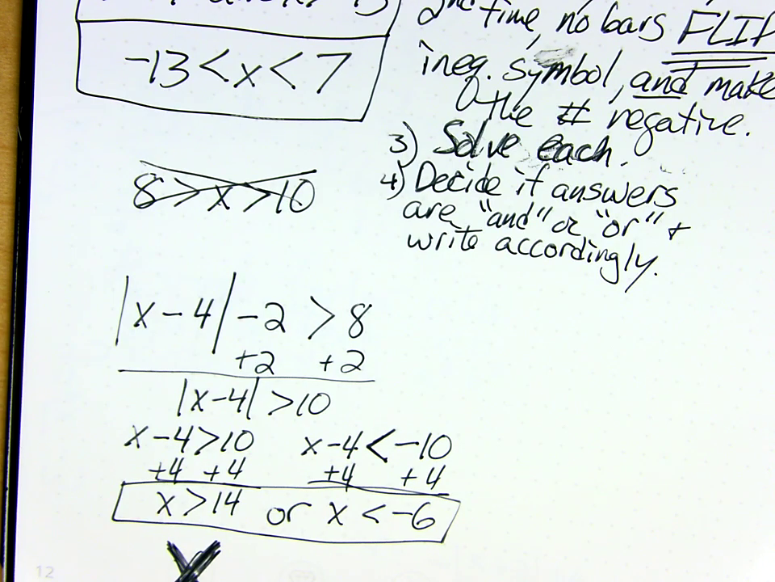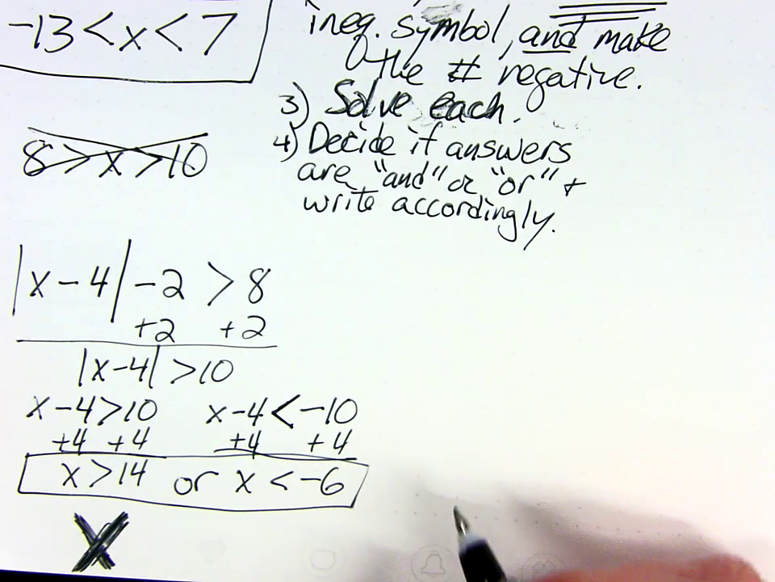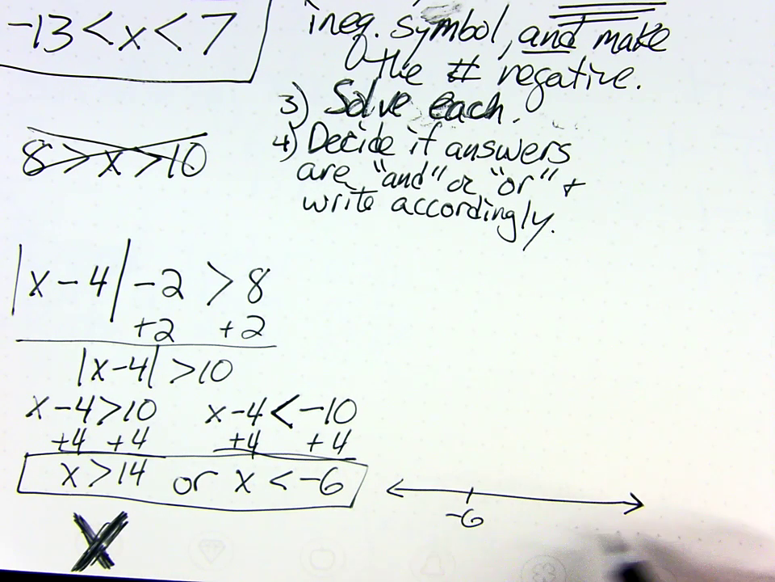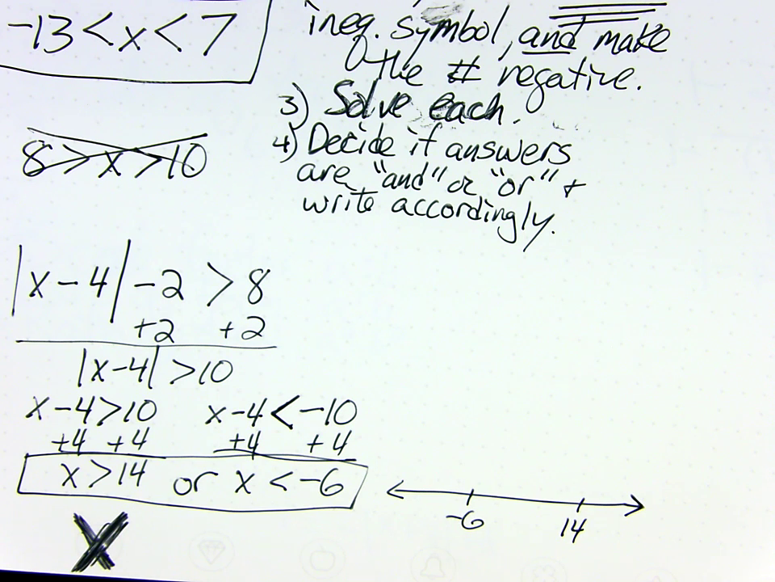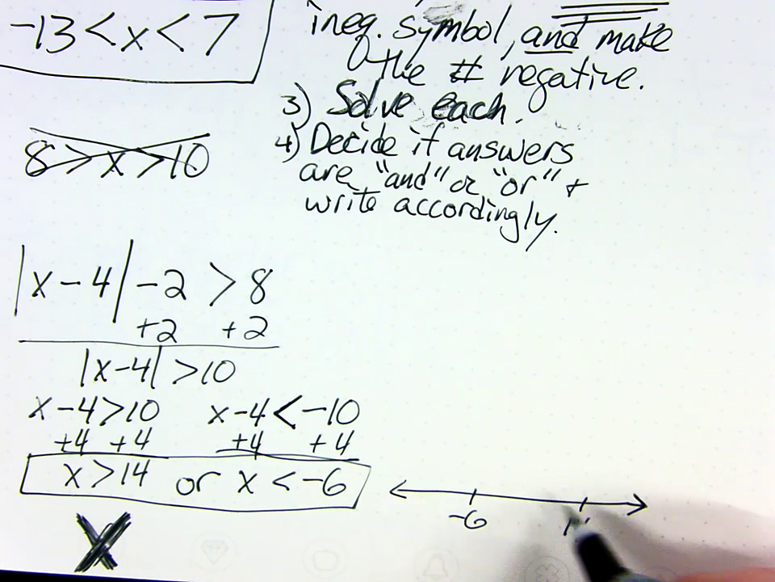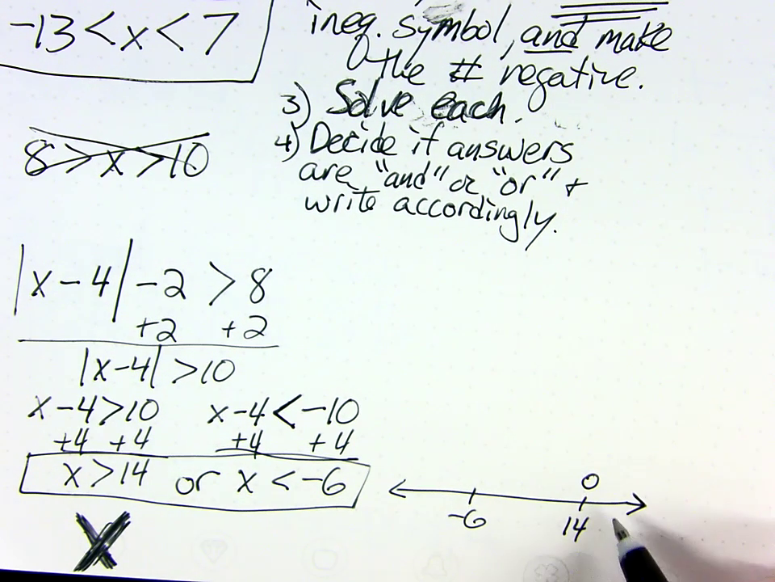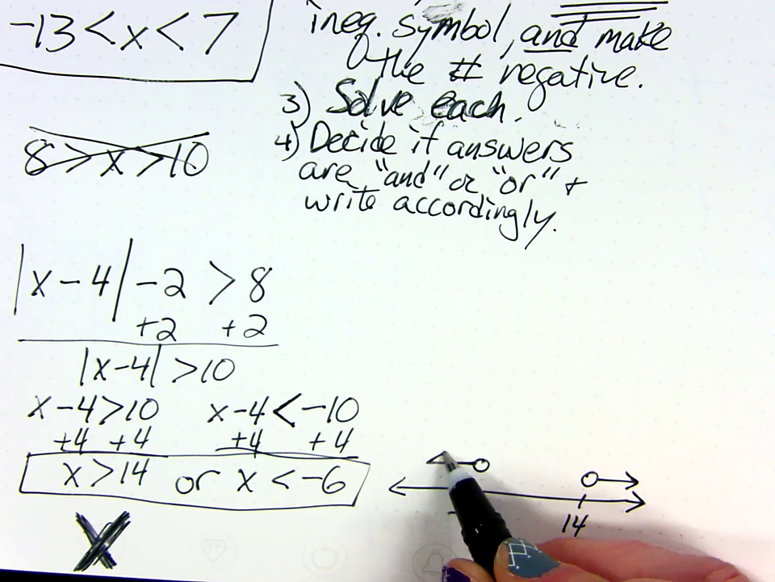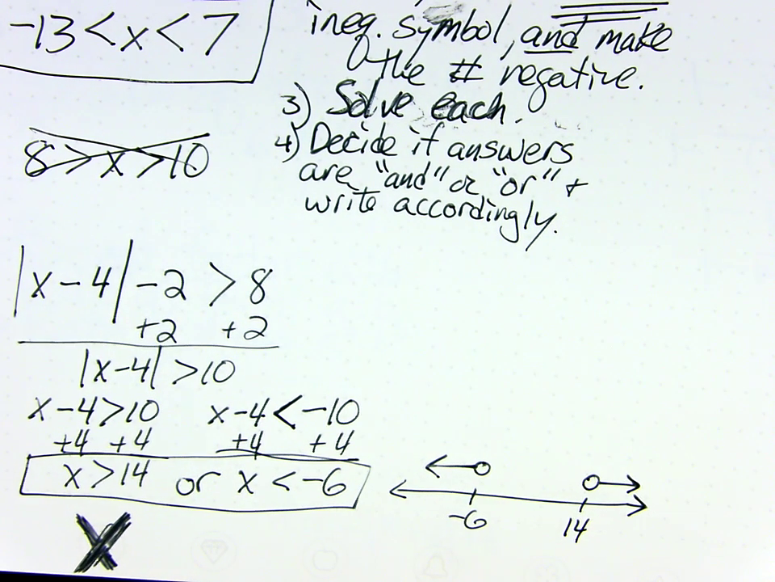If you were asked to, well, let's go ahead and graph it, why not? If you're going to graph your solution, make sure you have a -6 on there, and a 14 on there. What kind of a dot would go at the 14? Open and shaded to the right. And on the -6, what kind of dot? Open, shade to the left. So if you are asked to graph your answer, there it is.